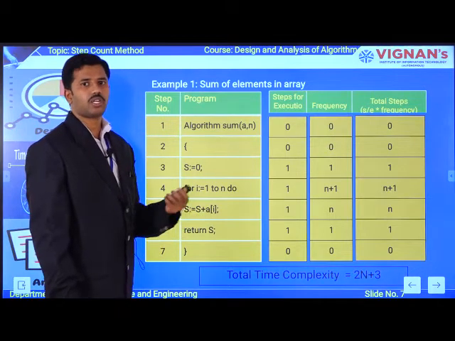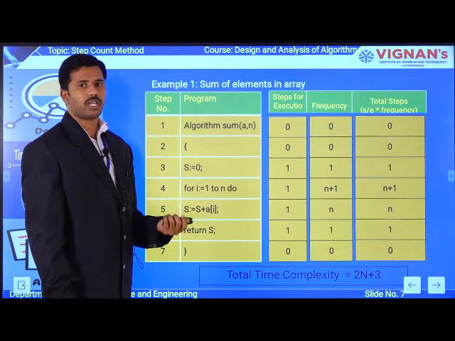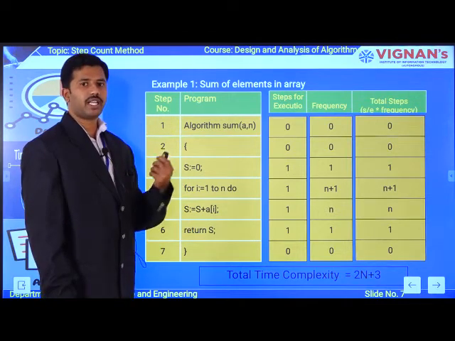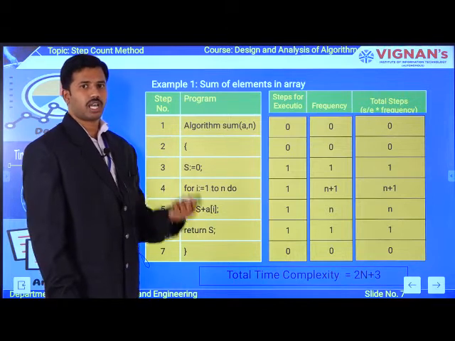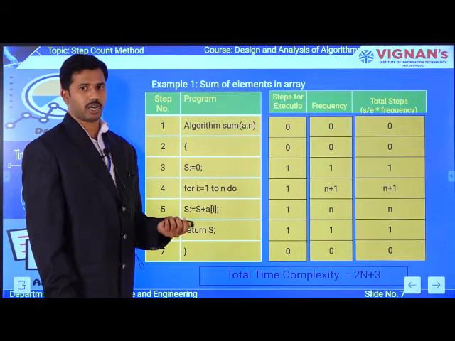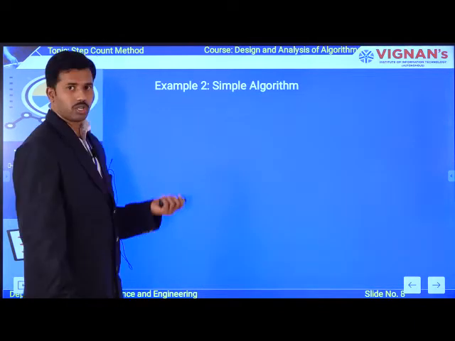Okay. Likewise, you get the total time complexity of an algorithm with the help of the step count method. We are counting the number of steps available in the algorithm based on the steps per execution parameter as well as the frequency parameter, right? Now we will see some more examples.